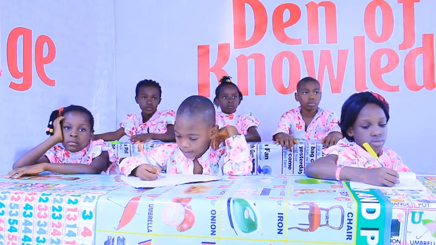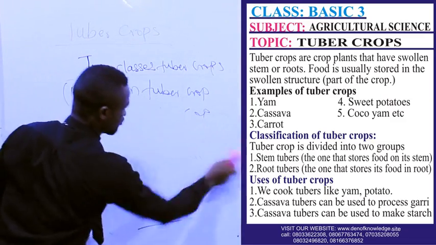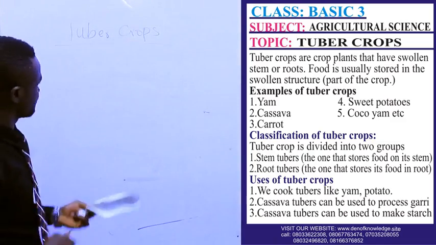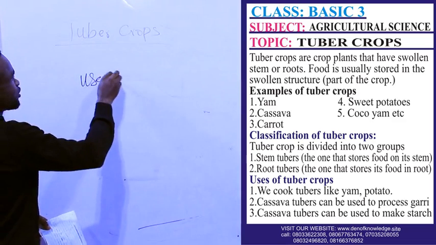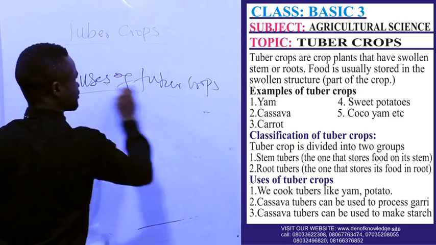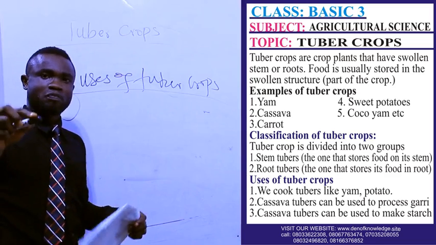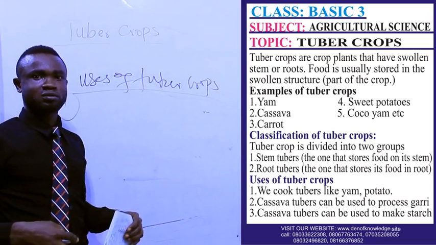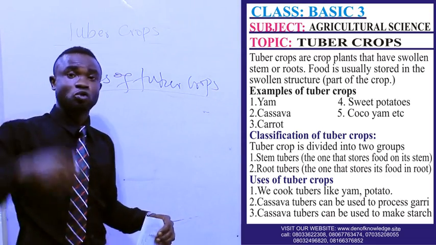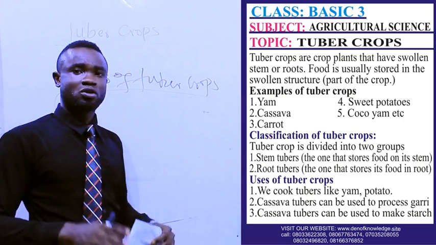Next one is uses of tuber crops. Number 1, we use tuber crops as food. When you're hungry, you cook them like yam. You boil it, cook it, and eat. Hunger will stop.